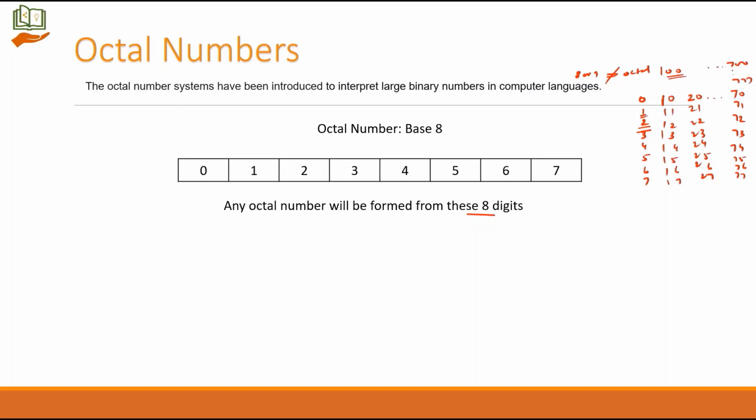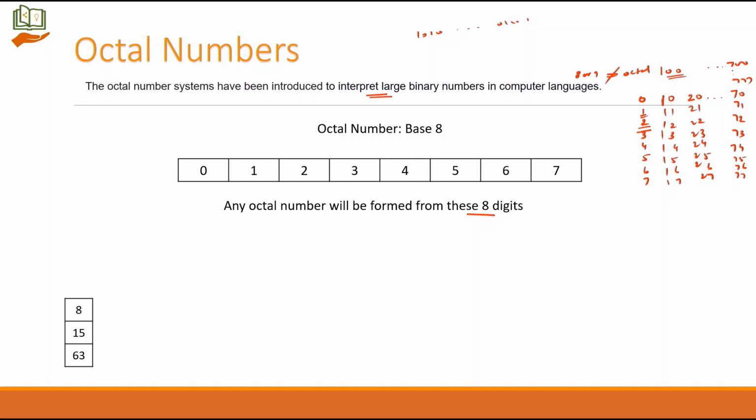Why are these octal systems there? They are actually used to interpret large binary numbers in computer languages. So imagine there are lots of 0, 1, 0, 1, 0, 1. Computers can understand all the zeros and ones. But for humans to enter information or represent something, we may not be comfortable with such long binary numbers. So for our convenience, these octal numbers and the next, hexadecimal numbers, will be used. So just to interpret large binary numbers in computer languages, we are using octal and hexadecimal numbers.